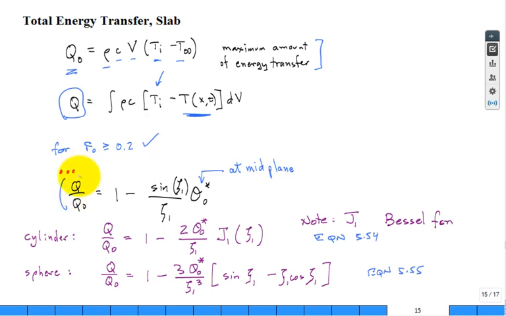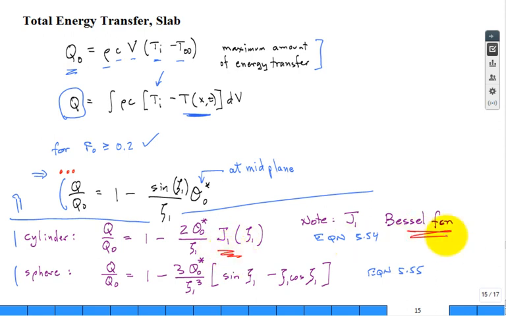Oh yeah, what do those 3 red dots mean right here? Lots of work, but it's the math class for this class. You find that you can get Q over Q naught equals 1 minus sine of zeta 1 divided by zeta 1 times the theta asterisk at the center line or midplane. Now you do the same thing. Once you've done it for a slab, you can do it for a cylinder or sphere. Oh boy, professor, what is this? J1, the Bessel function. Can your calculators handle Bessel functions? I'm not certain. I think mine can, but in the interest of time, we'll skip it.